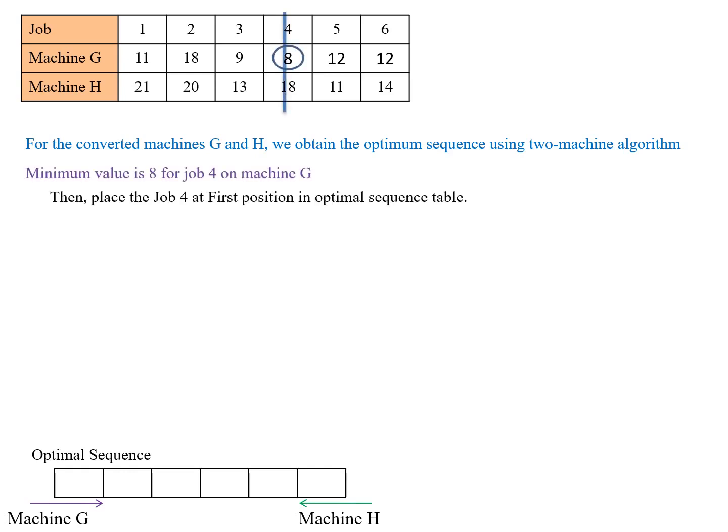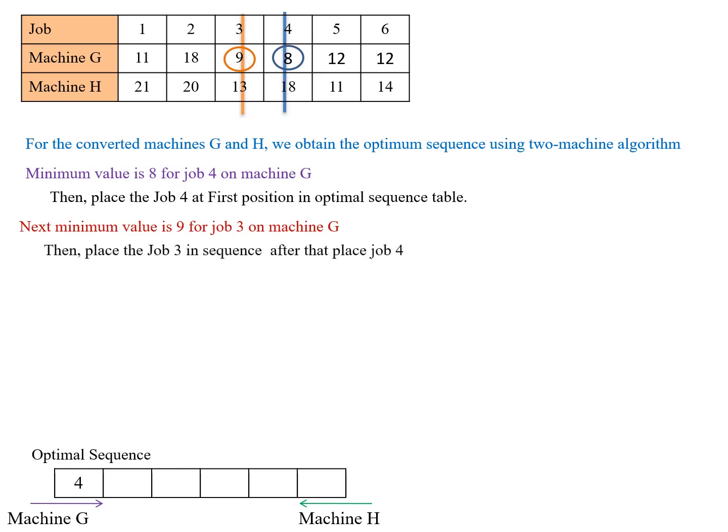Here the minimum value is 8 for job 4 on machine G. Then we have to place job 4 at the first position in the optimal sequence table. The next minimum value is 9 for job 3 on machine G. So we have to place job 3 in the sequence table after job 4.